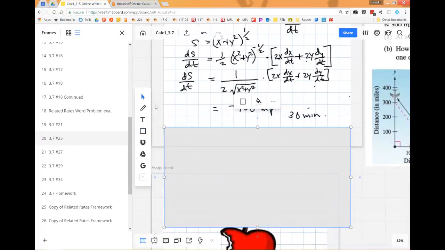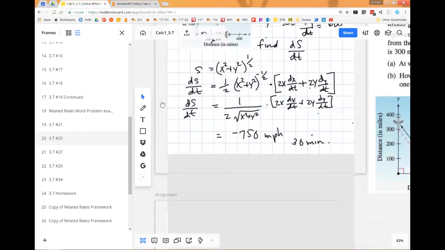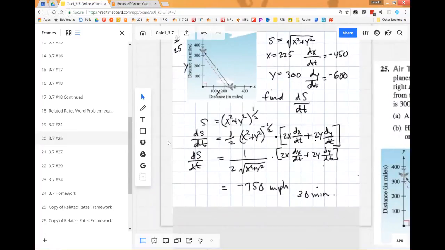Now, substitute stuff in. For that, we have to look up at the top here. In place of x, you're going to plug in 225. In place of y, you're going to plug in 300. And then dx/dt and dy/dt, we've got those given up here too. So then it's just a matter of plugging and cranking. And it turned out the distance is decreasing at a rate of 750 miles an hour.